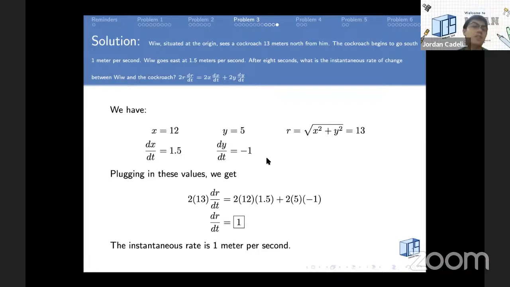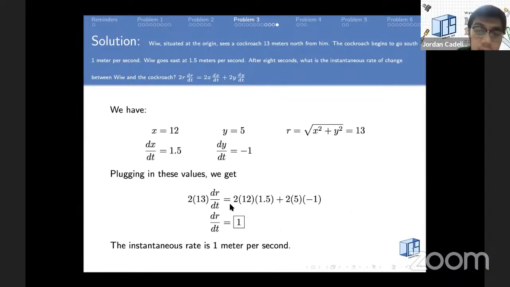So yan yung parang velocity ng ating mga given, which is si Will at saka yung cockroach. Kaya if you plug in these values, makakuha natin na 2 times 13 times yung rate of change ng r equals 2 times 12 times 1.5 plus 2 times 5 times negative 1. So take note na we are finding yung rate of change at the instant where t equals 8. Kaya na-substitute na agad natin itong parts na to.